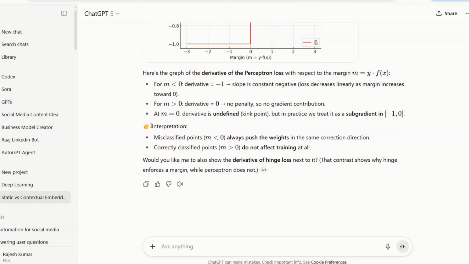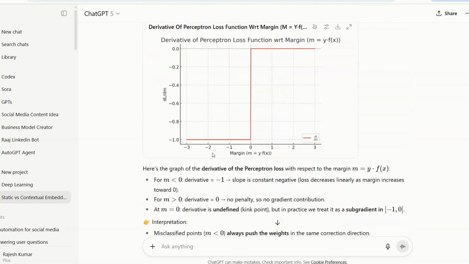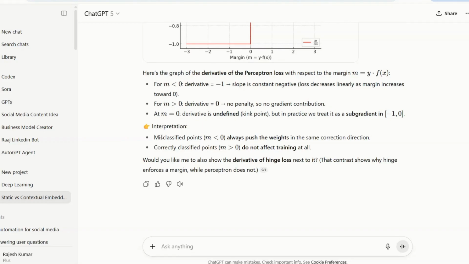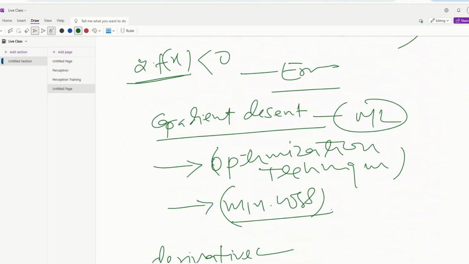So what is the interpretation? For the misclassified points, which are far away, always push the weight in the same correction direction. It does not matter how far the points are, it always updates in a constant way, -1, -1. And correctly classified points do not affect the training at all, so they do not update the weight and bias. That is why, according to this hinge loss function, it does not matter.